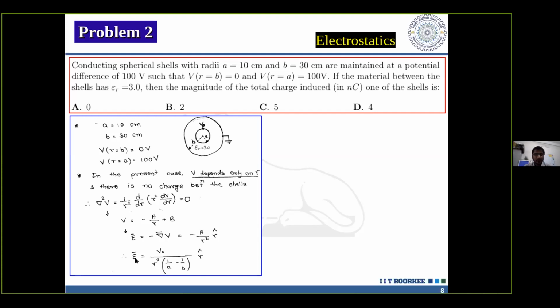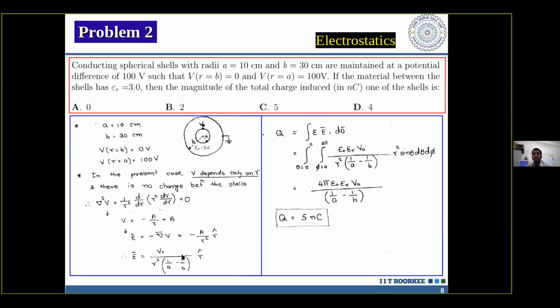So now once E is known, you can very easily find what the induced charge is. So now this is a very simple equation that we know. But remember epsilon R is 3, so epsilon naught times epsilon R. So we have to remember that. Now what is constant in this case? R, right? E is along R cap and dA is also along R cap. So you have to take that part of dA where R is constant. So now you can find this.